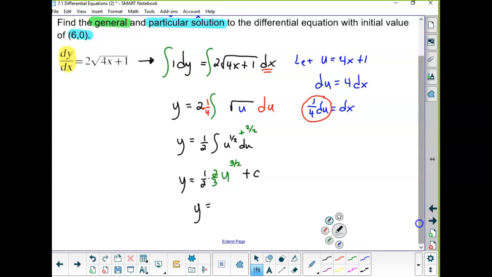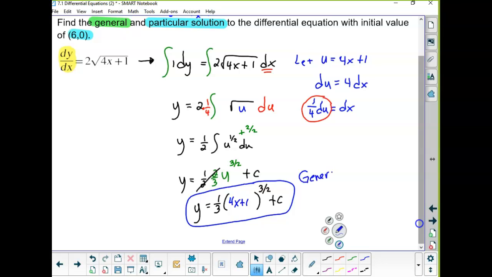We'll notice that the 2's are going to cancel out. 2 on top, 2 on bottom, so I'm left with 1/3, 3/2, u to the 3/2, but instead of u, now where we replace it. Alright, so there's my general solution. It's general because we put the plus c at the end. So that's the green part of the directions.